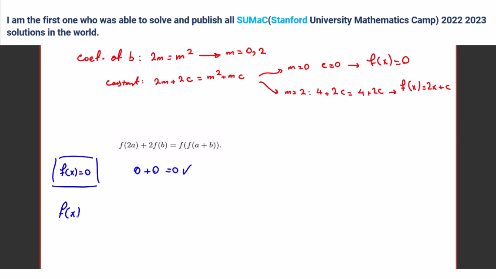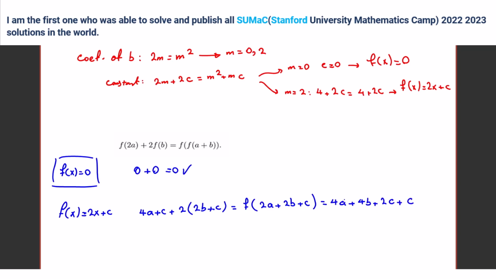Next one: f of x is 2x plus c. Can you tell me the left hand side? 2 times 2a plus c, so 4a plus c, plus 2 times 2b plus c, is equal to f of 2a plus 2b, which is 4a plus 4b plus 2c plus c, that is 4a plus 4b plus 3c.